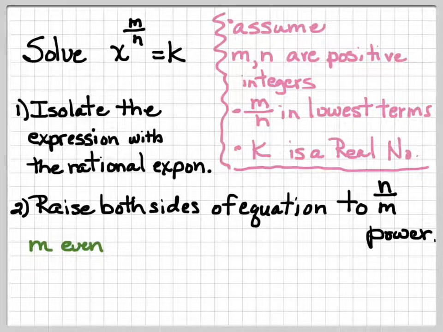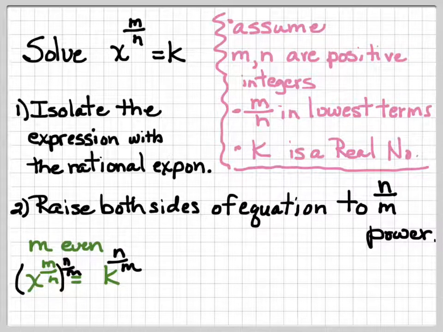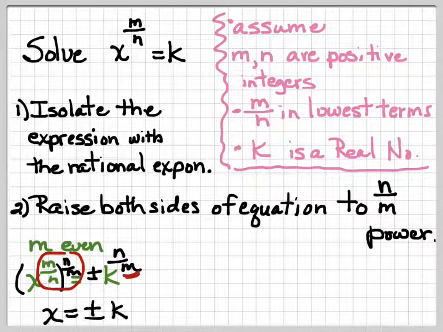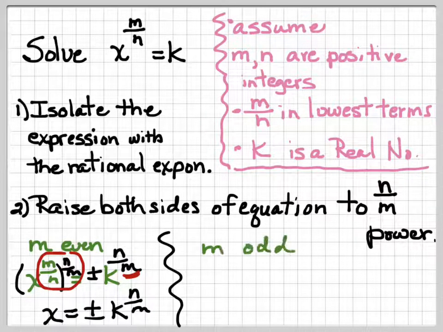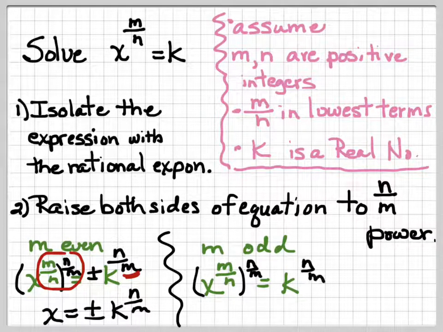If m is even, then x to the m over n equals k. When you raise both sides to the inverse, or the reciprocal, then I have to put plus or minus. If m on your answer turns out to be even, you're going to have 2 roots. So x is going to be plus or minus k raised to the n over m. If m is an odd number, then when we raise both sides to the n over m, your index is now odd, which means you only have 1 root.